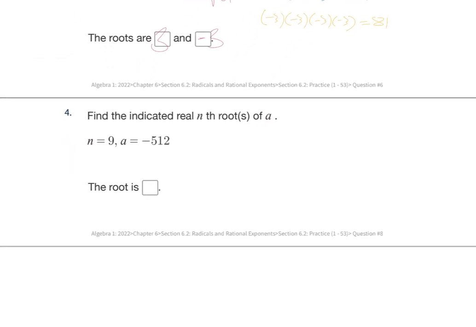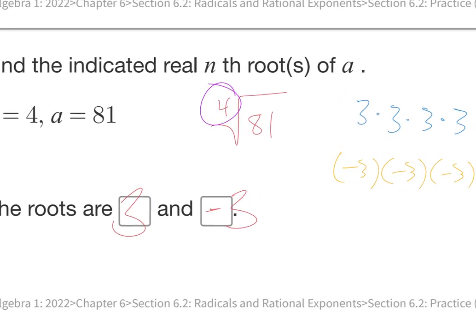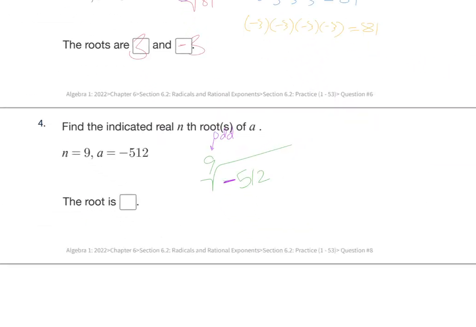Number 4, find the indicated real nth root. So we're going to find the 9th root of -512. So first thing, I know that yes, I will have a possible answer. It's not going to be no solution, which is what I just drew and then scratched out. It won't be that, because with a 9th root, with an odd numbered root, I can have a negative on the inside. If this one had been the 4th root of -81, no solution.